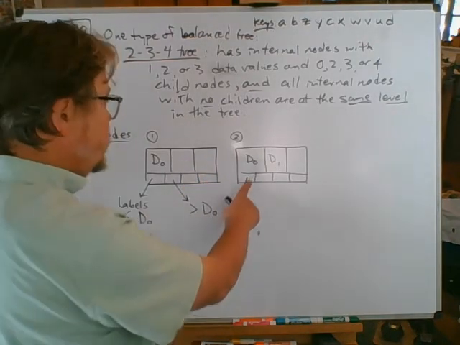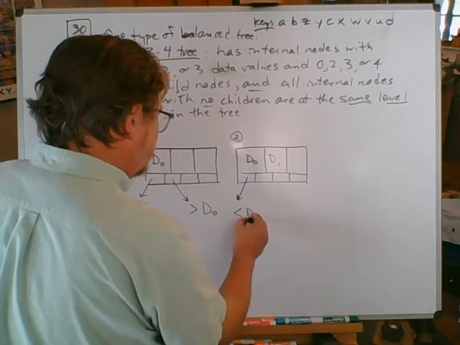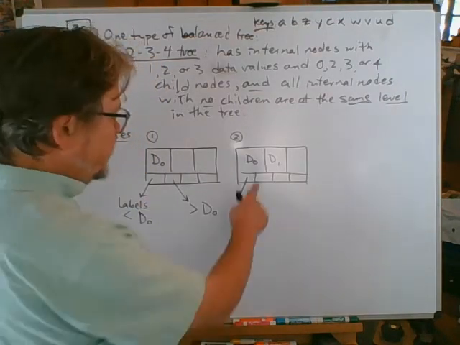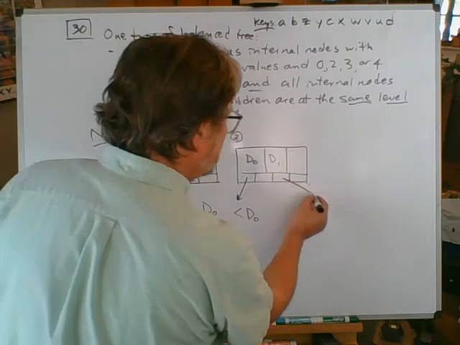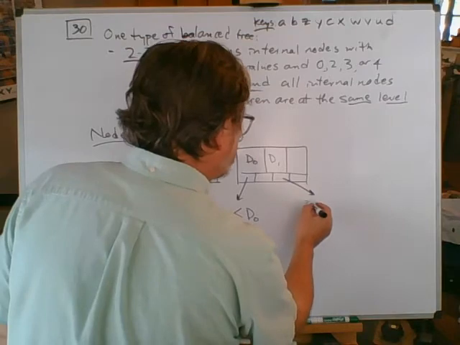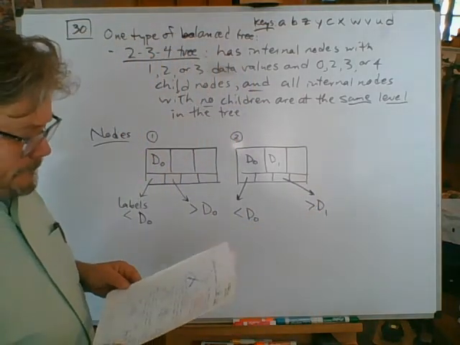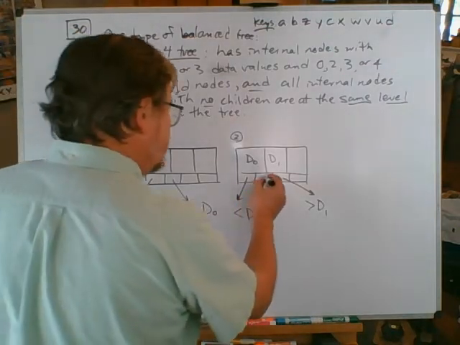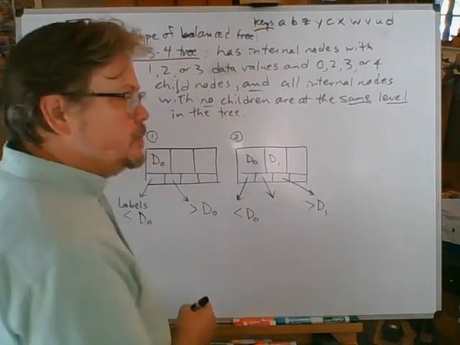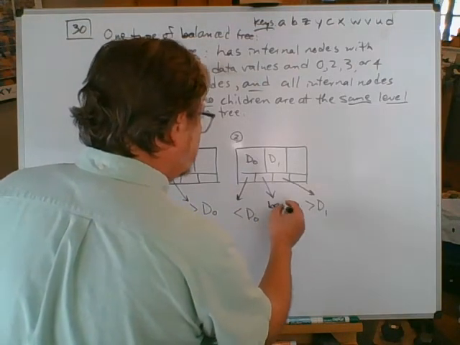Okay, so to the left of D0 are still labels that are less than D0. The third child, if we go all the way over here, this is all the labels that are greater than D1. Well, what about that middle child? That middle child also has to be occupied. That's going to point to the subtree that has all the nodes with labels that are between D0 and D1.